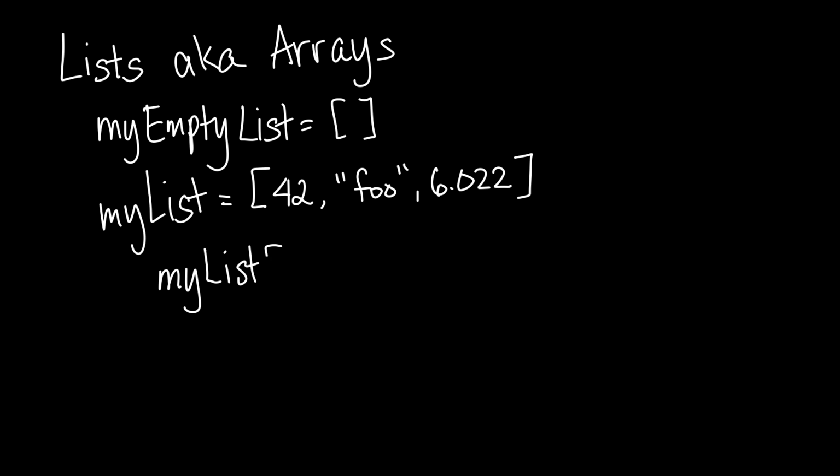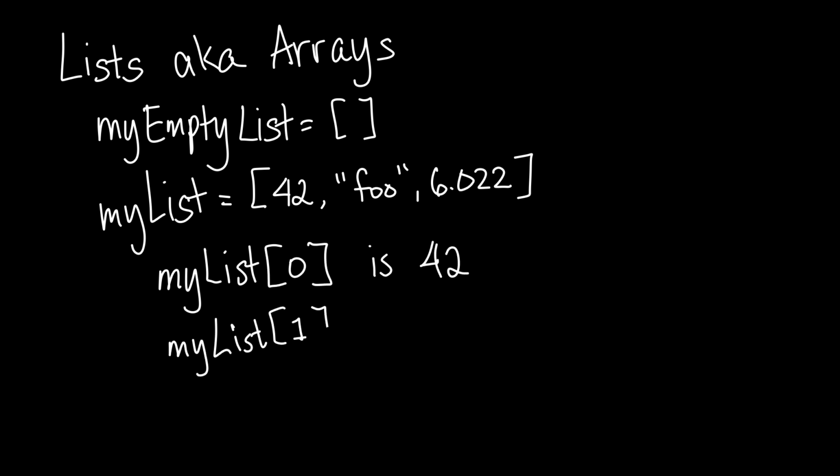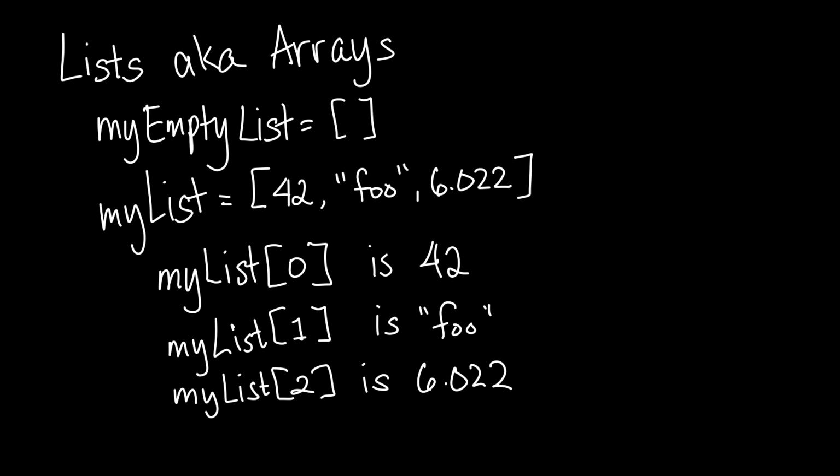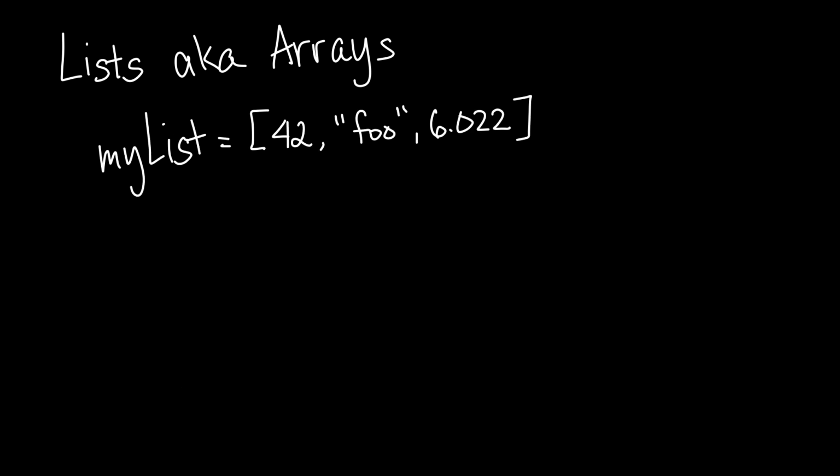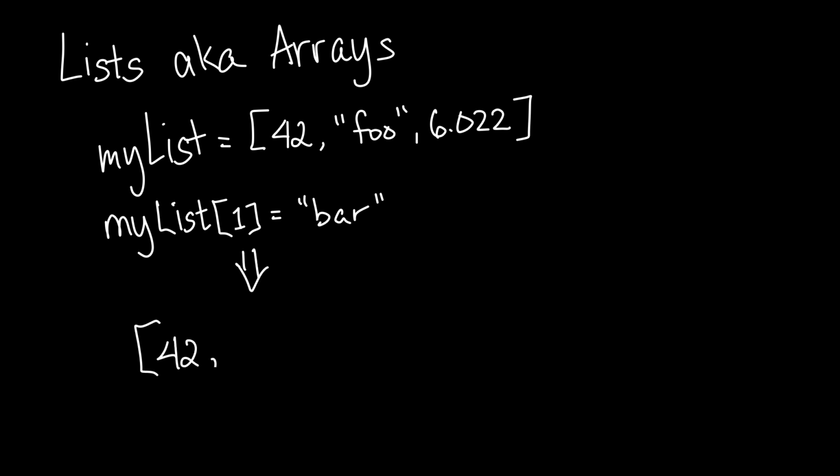You access data the same way with indices starting at 0. So my list 0 is 42, my list 1 is foo, and my list 2 is 6.022. If you want to edit data that already exists, you do it the exact same way as you would with an array in a low-level language. For example, I can type my list, put the index 1 in square brackets, and set it equal to bar. The result will be the same array I had before, but now it has bar as its second item. Remember, we start numbering with 0, so index 1 was the second item.